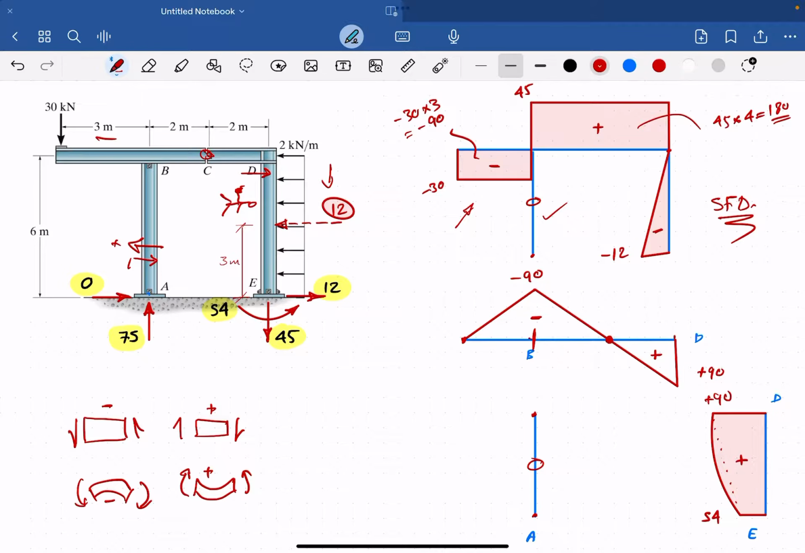How about the maximum? If someone asks about the maximum, yes, the maximum will be at the zero shear, but the zero shear is here at the end, so the maximum will be this 90, and this will conclude the bending moment diagram and the shear force diagram in this frame.